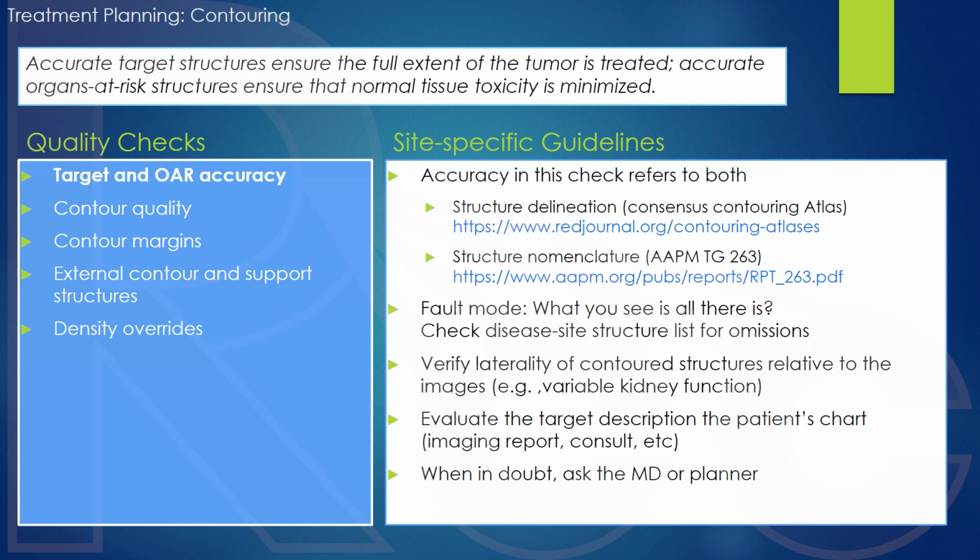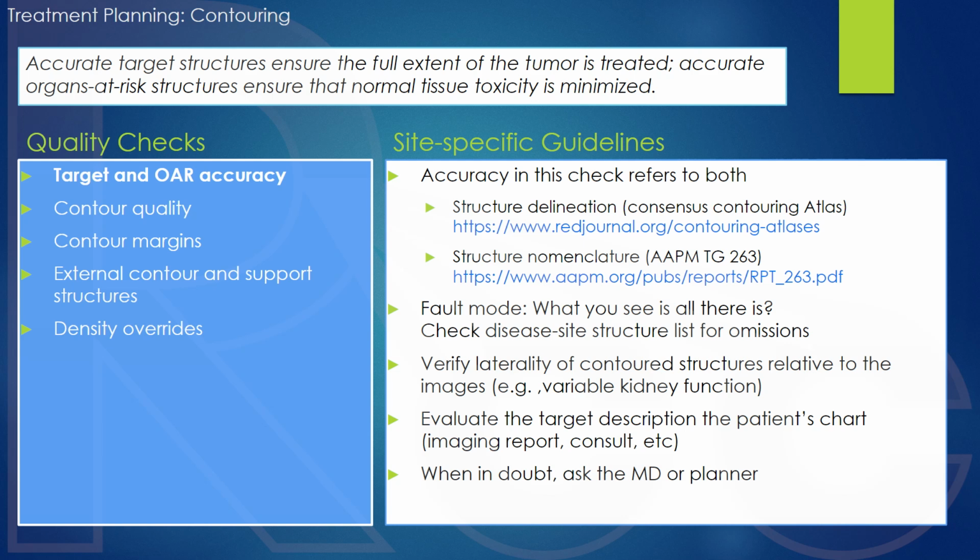It's also important to verify the laterality of the contoured structures relative to the images. And so one example is with, say, abdominal SBRT, it may be that the patient has variable kidney function and we need to preferentially spare one of the kidneys. And if someone makes a mistake and mixes up the left and right naming convention, and the planner is not really paying attention to the actual laterality, then they could in fact spare the kidney that needs to be sacrificed and then really create a lot of harm to the patient.